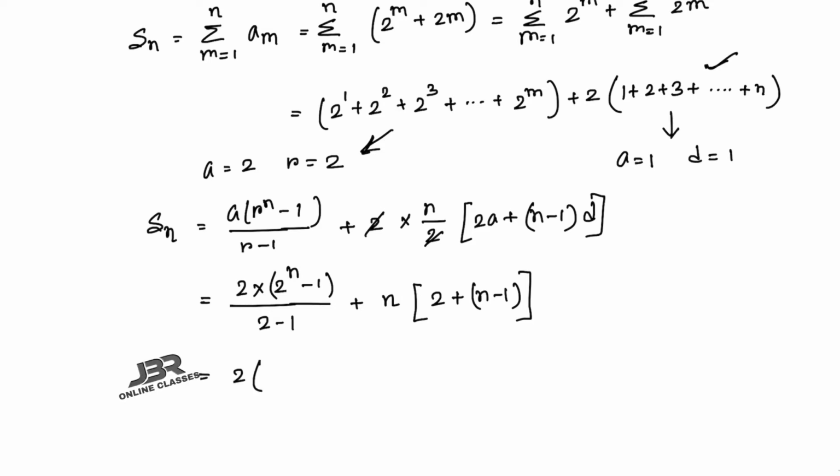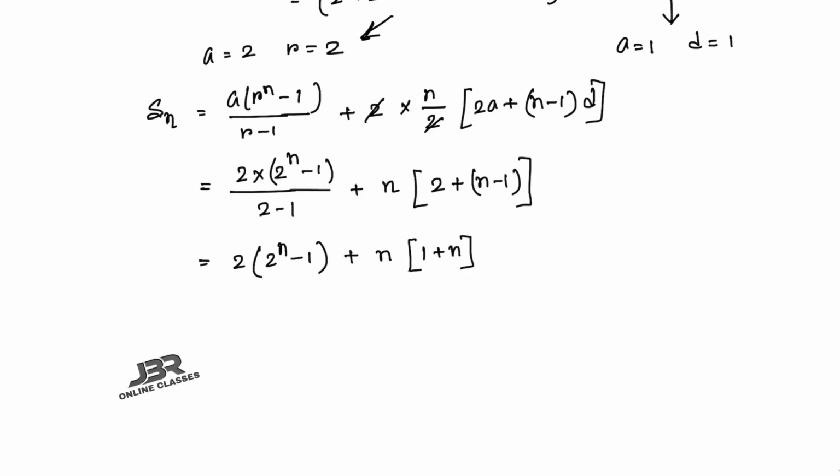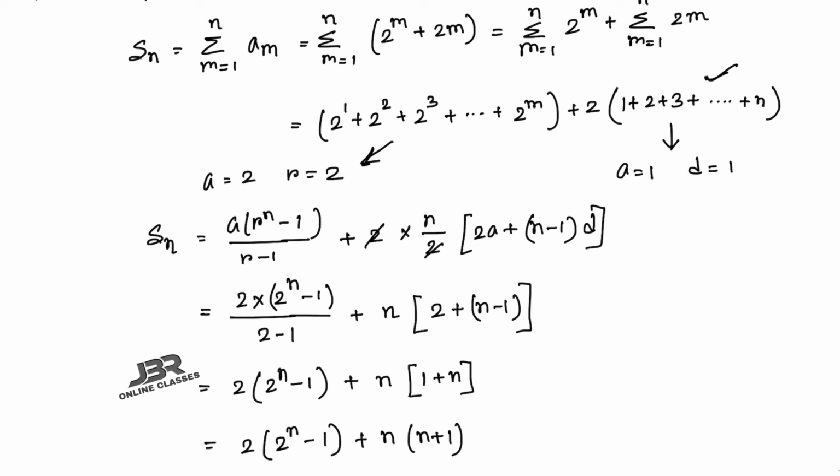So here 2 into 2 to the power n minus 1 plus n, and here 2 minus 1 is 1, so 1 plus n. So that equals 2 into 2 to the power n minus 1 plus n into n plus 1. So this one is your answer.